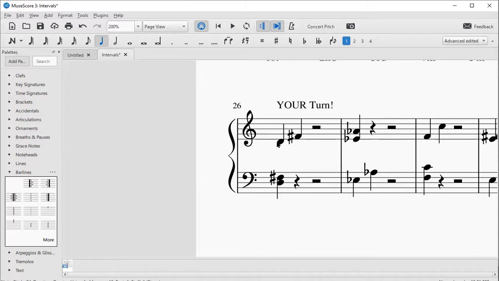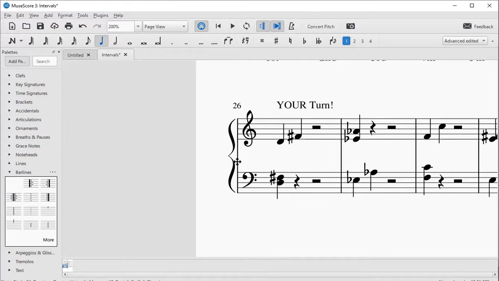So let's do the first one together. We have D to F. It happens to be an F sharp, but it works the same way whether it's sharp or natural. We have D, E, F. That's a third. We have three notes, counting the two that they give us. So that's a third. The treble clef is playing a melodic third, where the bass clef has a harmonic third.